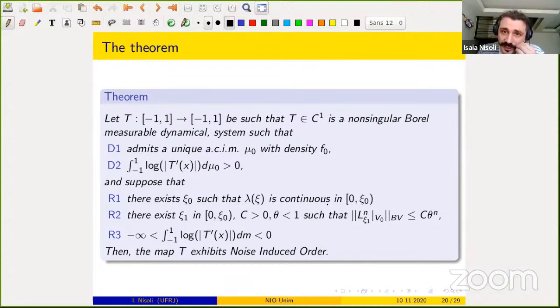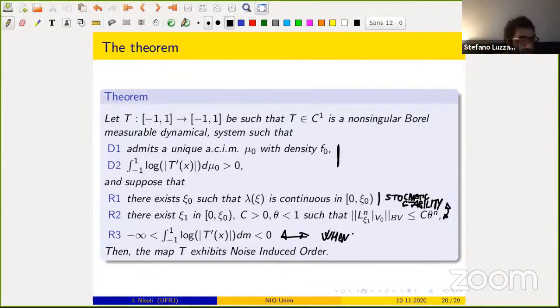So these hypotheses are essentially what we want on the original map. This hypothesis I will explain is sometimes called the stochastic stability, or it's a consequence of stochastic stability. And this second one also, in some sense, is a consequence of stochastic stability. And this is what happens when the noise is big.